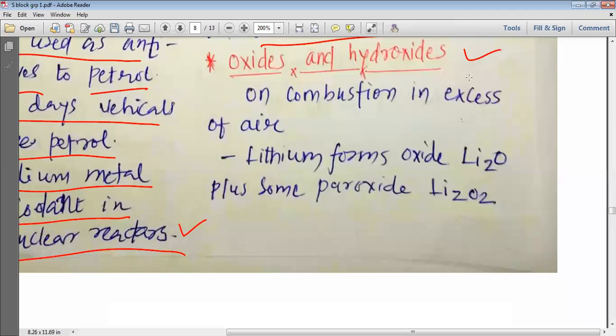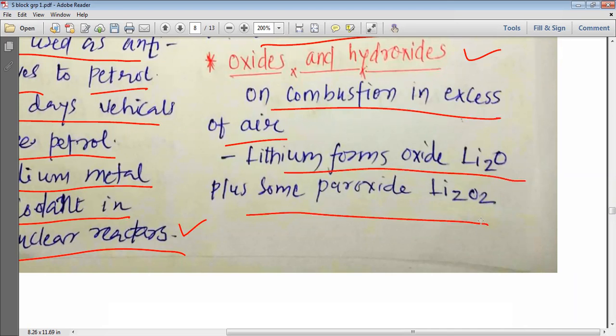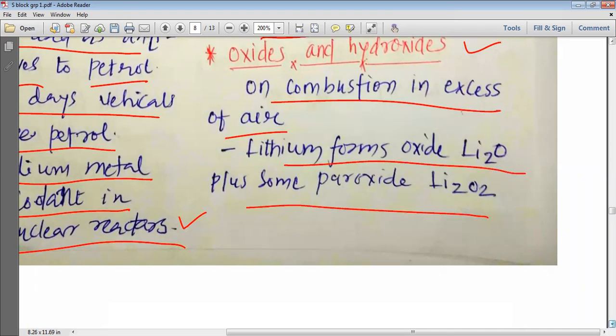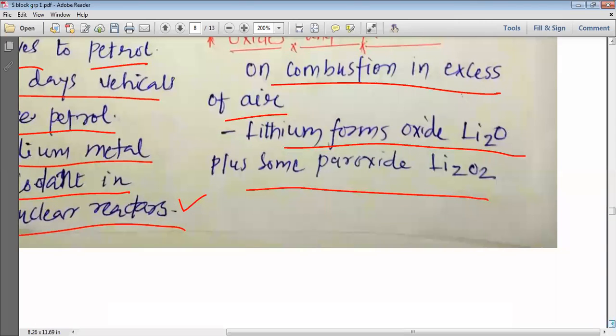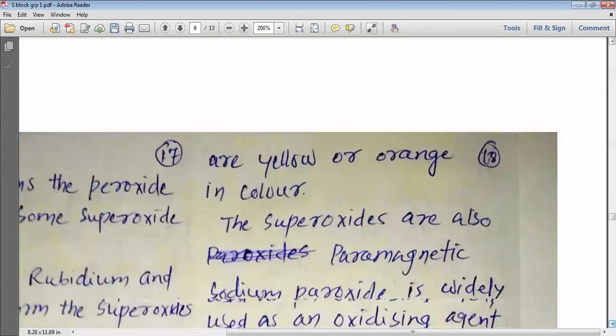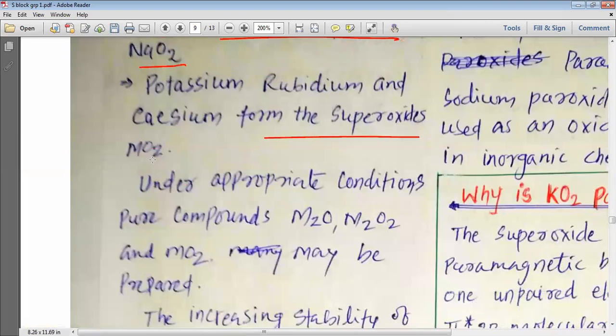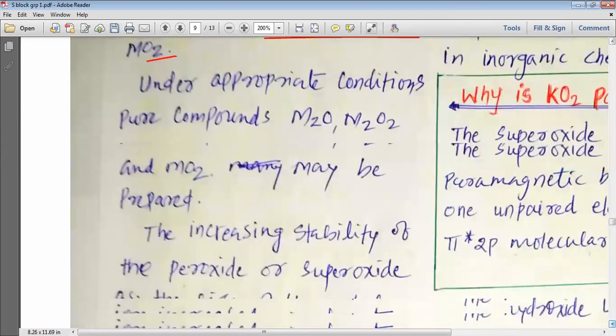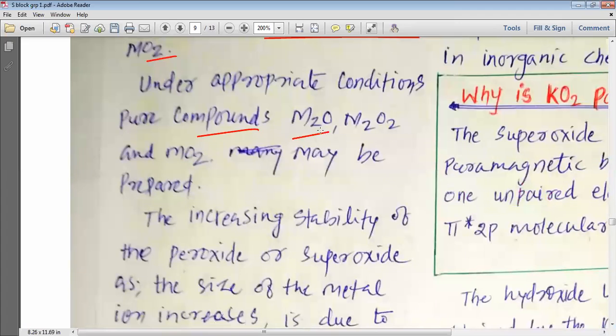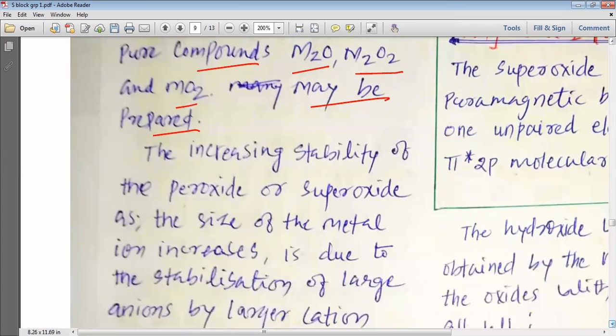First, their oxides and hydrides. On combustion in excess of air, lithium forms the oxide Li2O plus some peroxide Li2O2. Then sodium forms the peroxide Na2O2 and some superoxides also, whereas potassium, rubidium and cesium form superoxides MO2. Thus we can conclude that under appropriate conditions, pure compounds, oxide M2O, peroxide M2O2 and superoxide MO2, are formed, and these may be prepared under the required conditions.